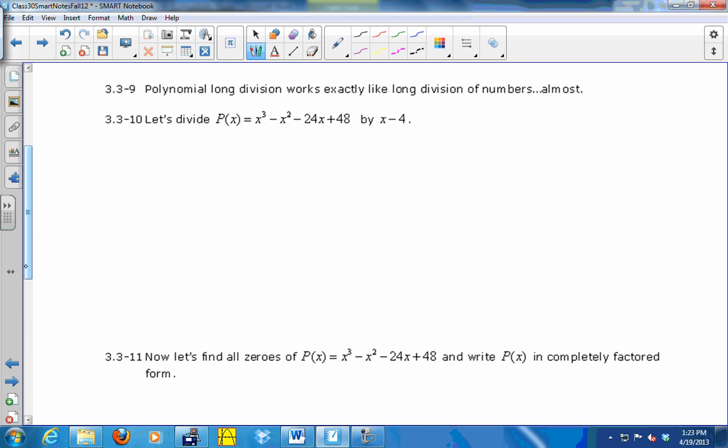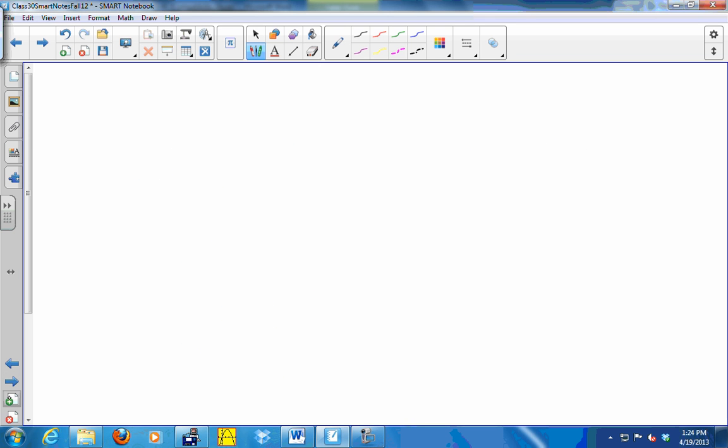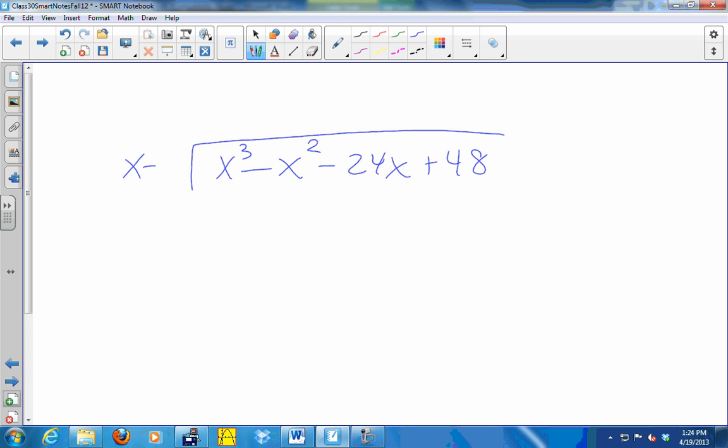All right, so polynomial division is going to work very similar. I want to do p of x divided by x minus 4. So x cubed minus x squared minus 24x plus 48 divided by x minus 4. So think of the x minus 4 as like the tens place and the ones place.